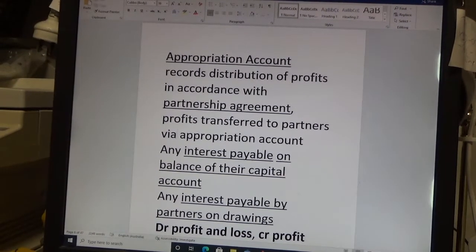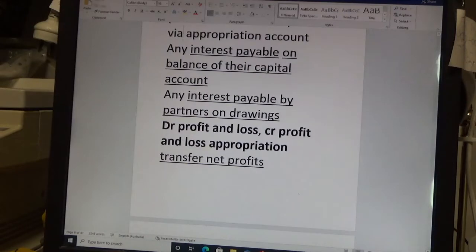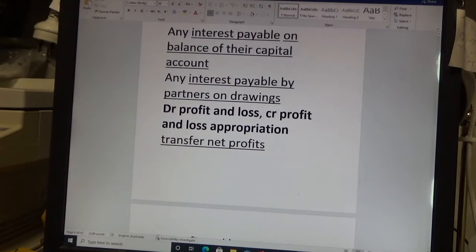Things such as interest payable on the balance of their capital account. So interest might be owed to the capital account as well. Interest payable on partners' drawings, being funds taken out of the business for the partner's personal use, but the partner has to pay interest on that. You debit the profit and loss, credit profit and loss appropriation account when you transfer net profits.